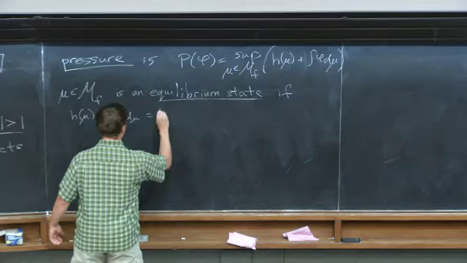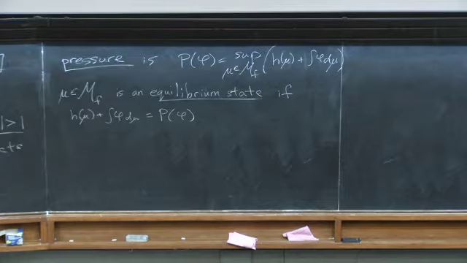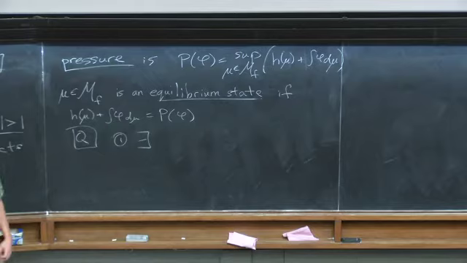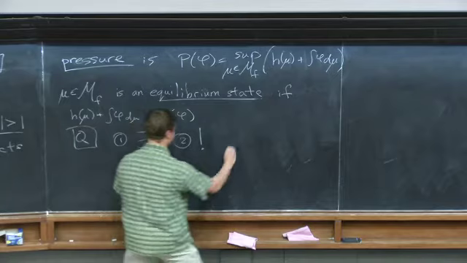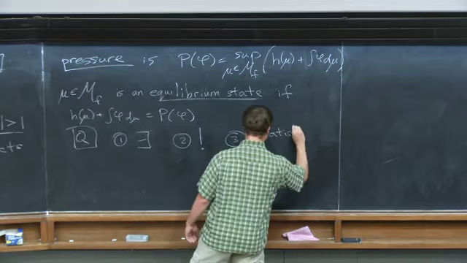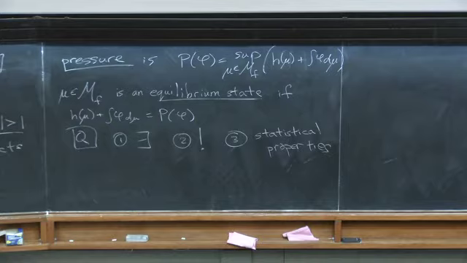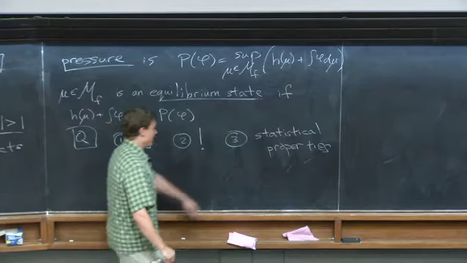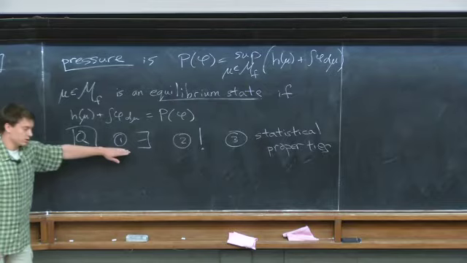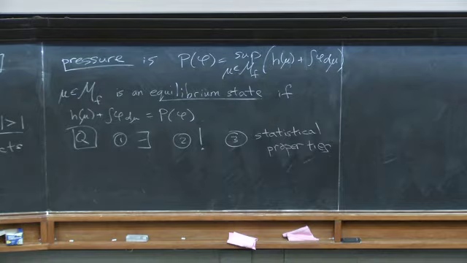And the main questions that we will be interested in are the following. Do equilibrium states exist? Are they unique? And what are their statistical properties? By statistical properties, I mean, is it a Bernoulli measure? Does the measure satisfy exponential decay of correlations, polynomial decay of correlations? Does it satisfy a central limit theorem? In fact, I will not talk about question number 3 much. And question number 1 will turn out to be not so difficult in the settings that we consider. So the real issue is question number 2, uniqueness.